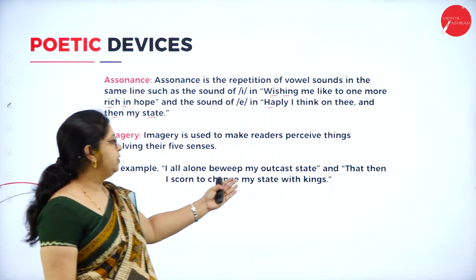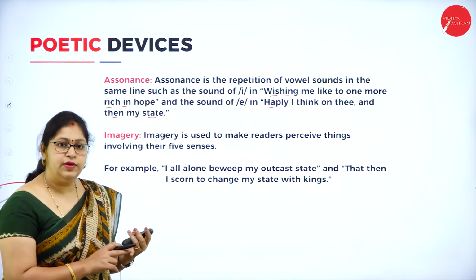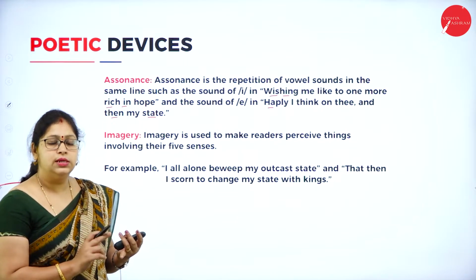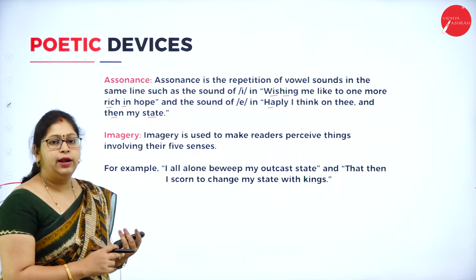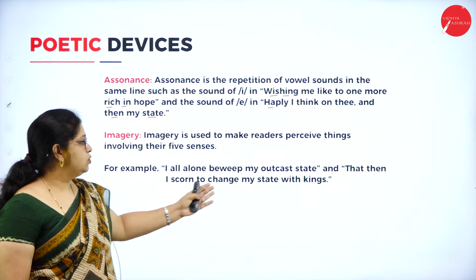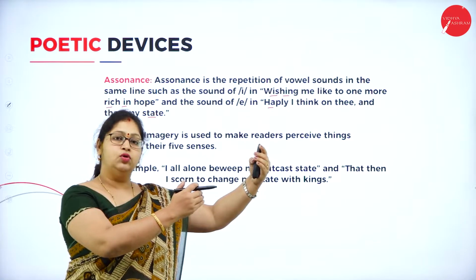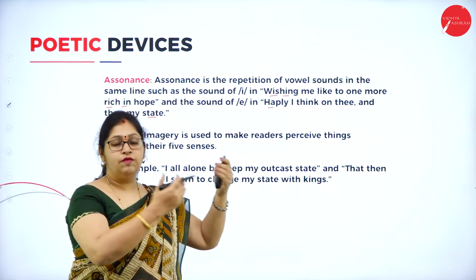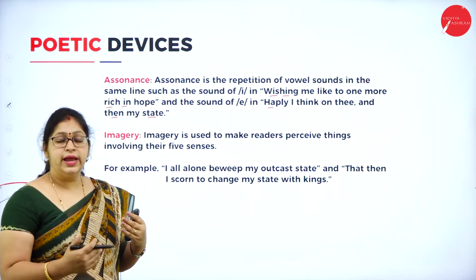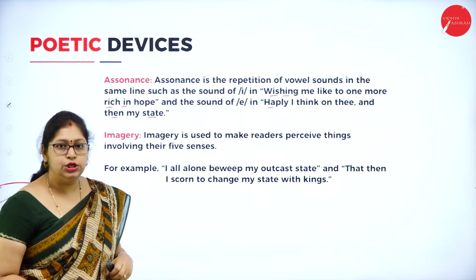I all alone beweep my outcast state. So he is crying. Here we use the sense of hearing, and also we feel the beweep. And that then I scorn to change my state with kings. So with the king I am ready to change my state. If the king is offering me his place, I don't want that if I get your love. Okay. Here the imagery is used.